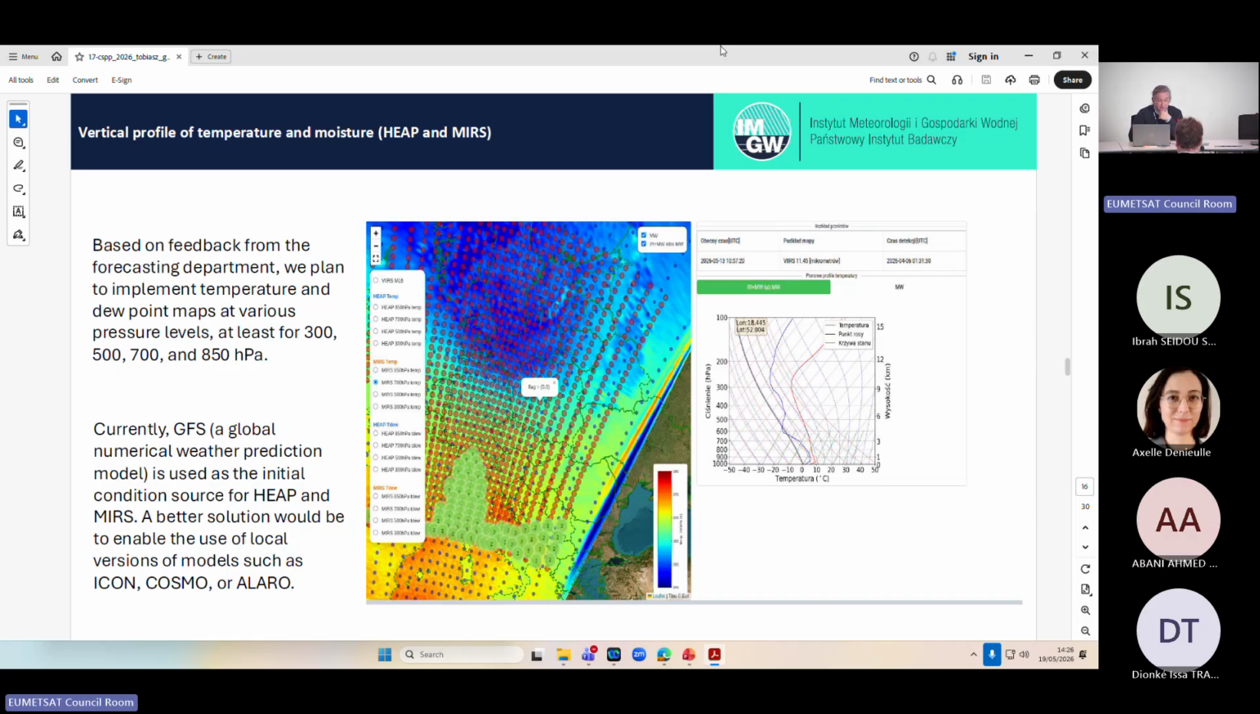A better solution would be to enable the user to use local versions of models such as ICON, COSMO, and ALARO.